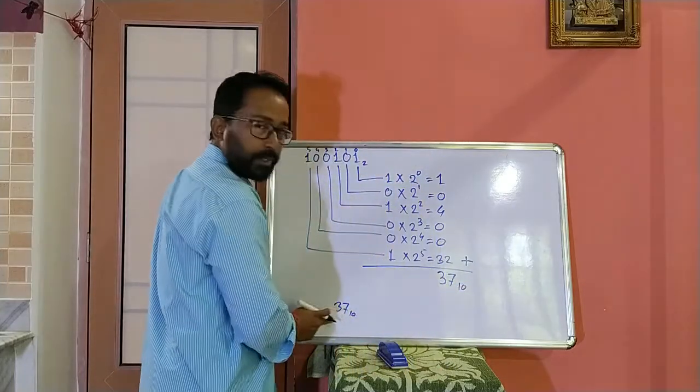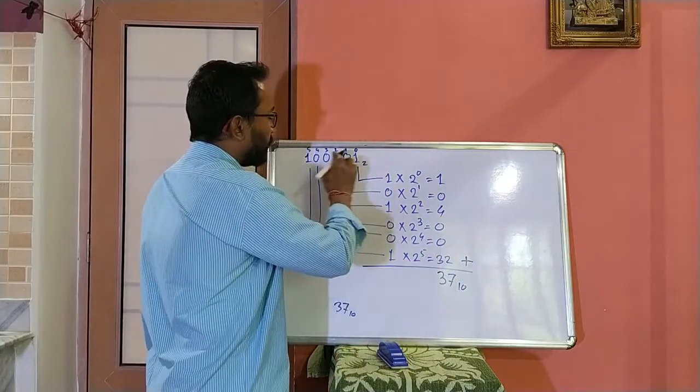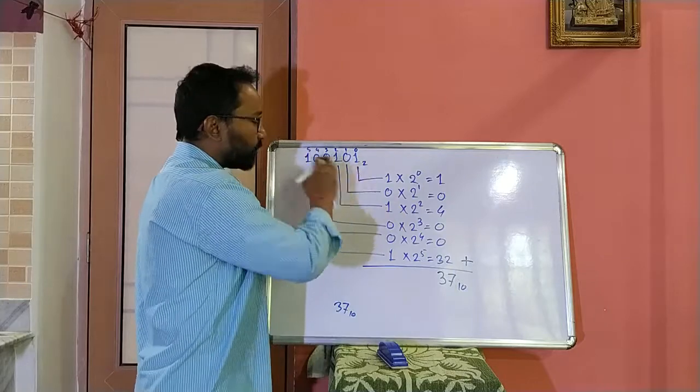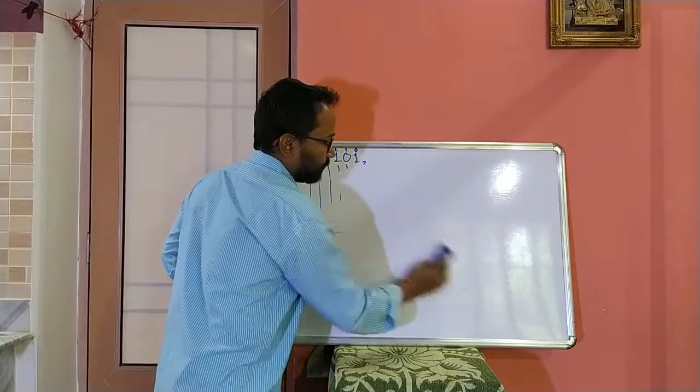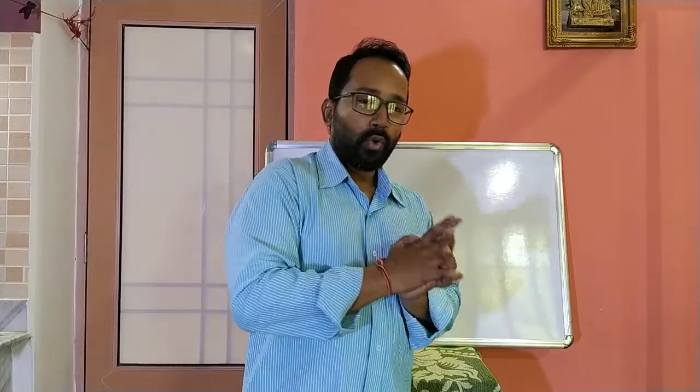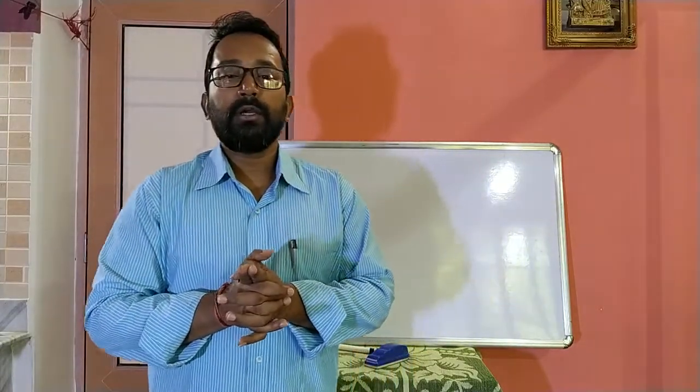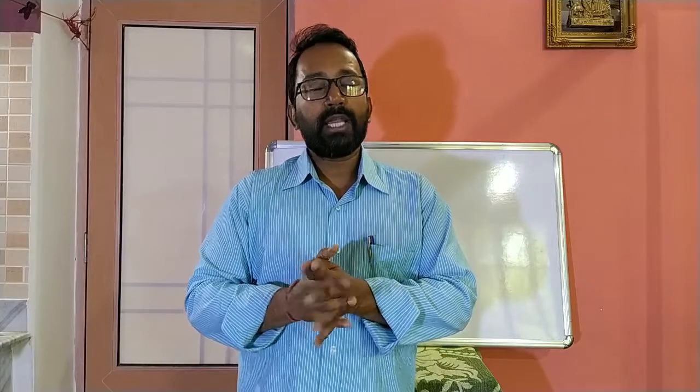37. Okay, that means this is the decimal equivalent of this binary number. So this is binary to decimal conversion. Now for octal to decimal conversion and decimal to octal conversion, the same process we will follow, but instead of 2 we will use 8 here. So for octal to decimal conversion, each digit will be multiplied with 8 to the power of the digit's place value, and then they are summed to get the decimal equivalent.